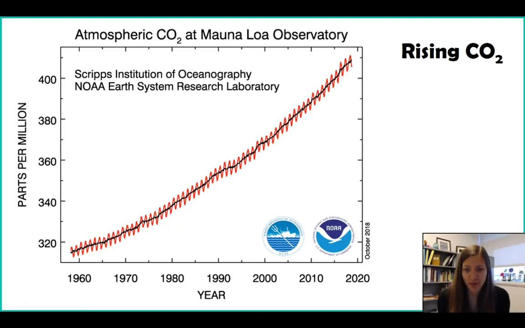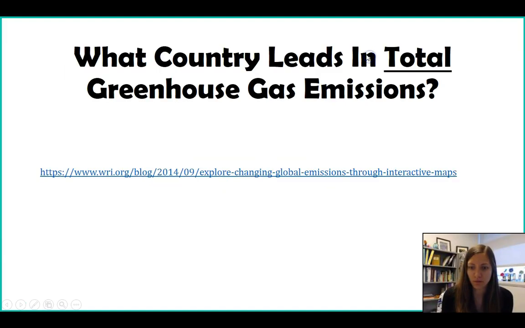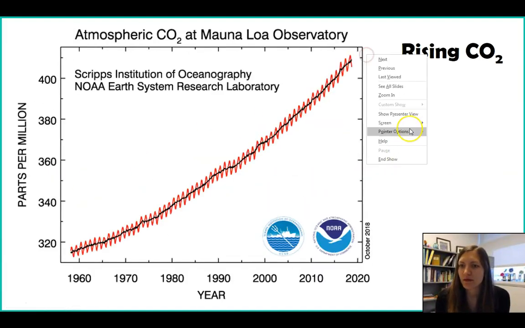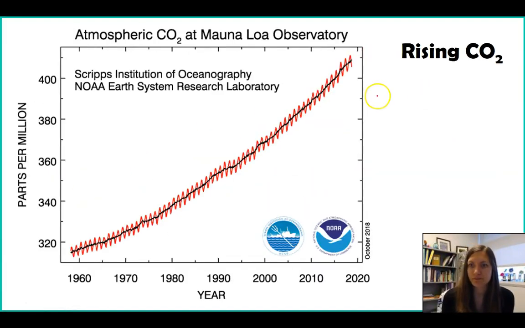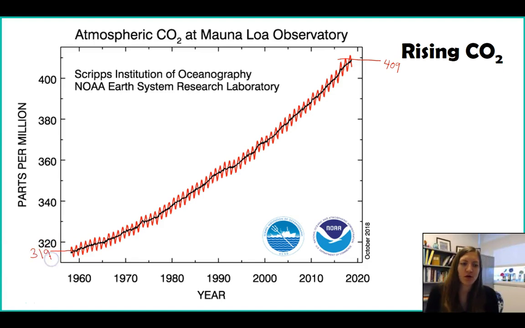So if we look at present day, here is our present day value. Oh goodness, sorry about that. Let's get this pen on. So here's our present day value. We're calling this 409. And when we started measuring data, we were at, we're just going to say 319. I know that's a little bit lower than that, but just for easy math's sake.